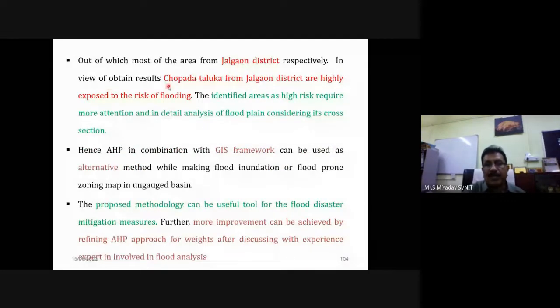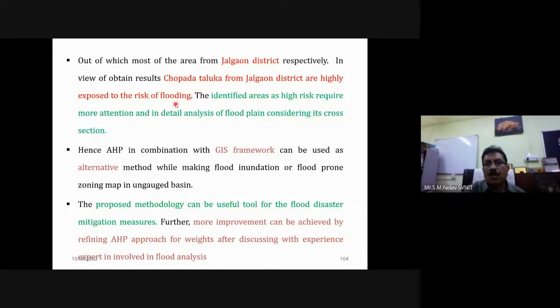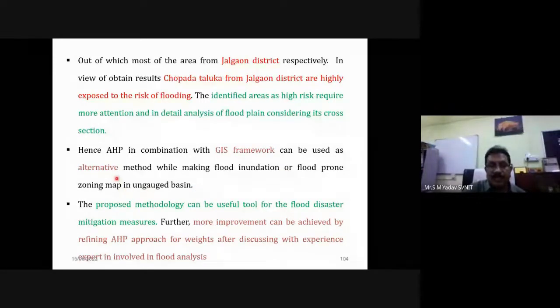In view of the obtained results, Chopra Taluka from Jalgaon district is highly exposed to the risk of flooding. The identified high risk areas require more attention and in-detail analysis of the floodplain considering its cross sections. AHP in combination with a GIS framework can be used as an alternative method while making flood inundation or flood-prone zoning maps in ungauged basins. The proposed methodology can be a useful tool for flood disaster mitigation measures.